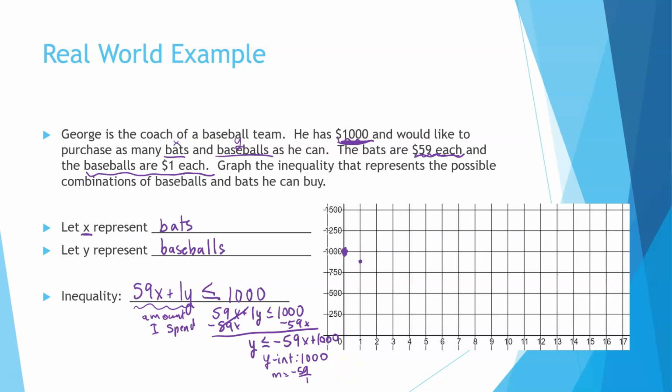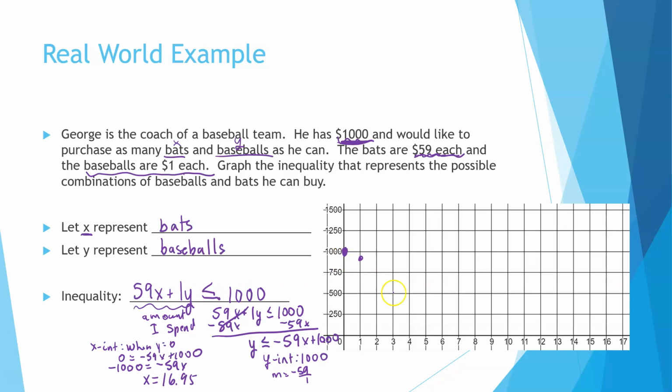Another option would be to find another point on the graph. You won't have to do this on Pearson, but just as a side note, I already know the y-intercept because it's here. I could quickly find the x-intercept because I know that's when y equals 0. So I would say, when is 0 equal to negative 59x plus 1,000? I would subtract 1,000 from both sides and divide by negative 59, and I got x equals 16.95.